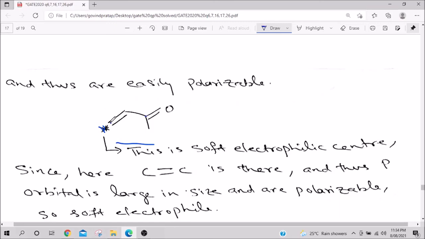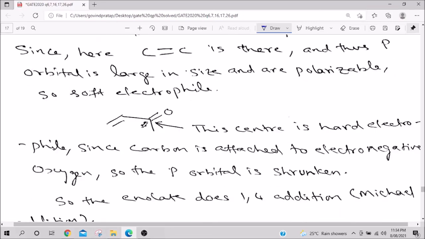Why? Because it is an alkene. An alkene has a carbon-carbon double bond, and nobody is electronegative here. So, these lobes are quite big, easy to polarize. Polarize means you can pull it up basically. So, it is soft, and therefore this is where the attack will happen and not here.